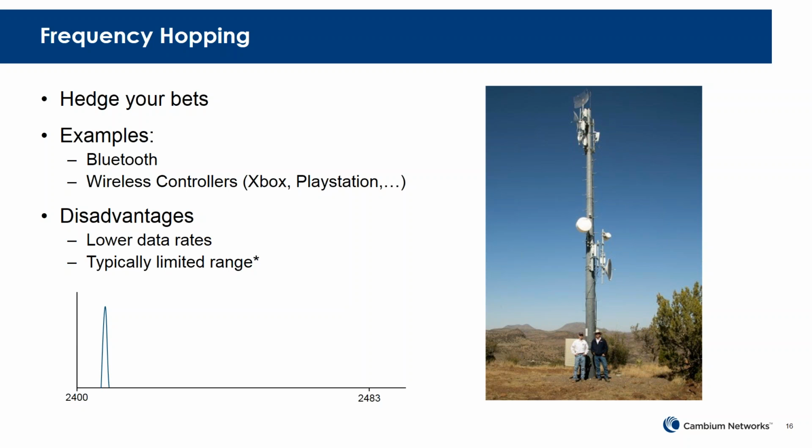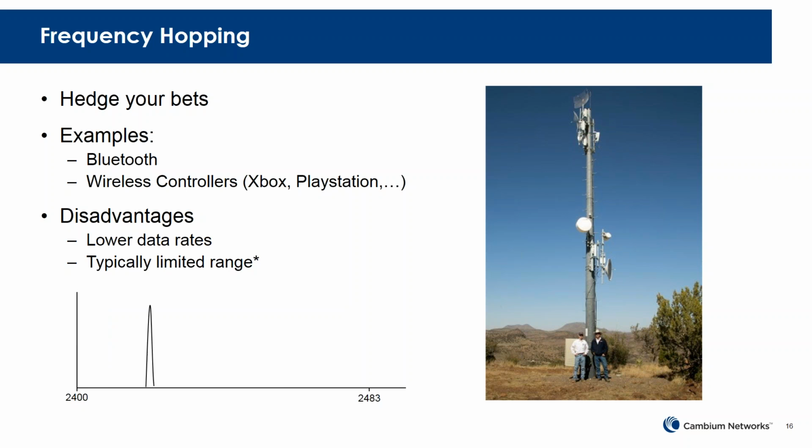So with frequency hopping, what we're trying to do is hedge our bets. We recognize that we're operating in a band and there's likely to be interference. What we want to do is try to guarantee that at least at some point our transmission does get across. With frequency hopping, we don't really care where the interference is because we're going to try everywhere. That's kind of how it works.